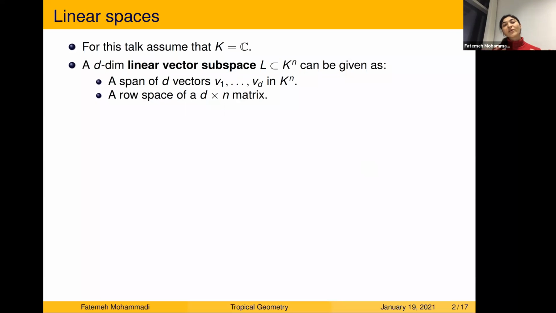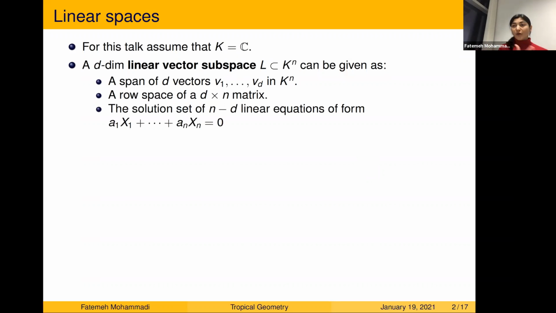Another way to represent this vector subspace, which is equivalent to taking these d vectors, is to put these d vectors as the rows of a matrix, and then say your vector space is the row space of this d times n matrix.